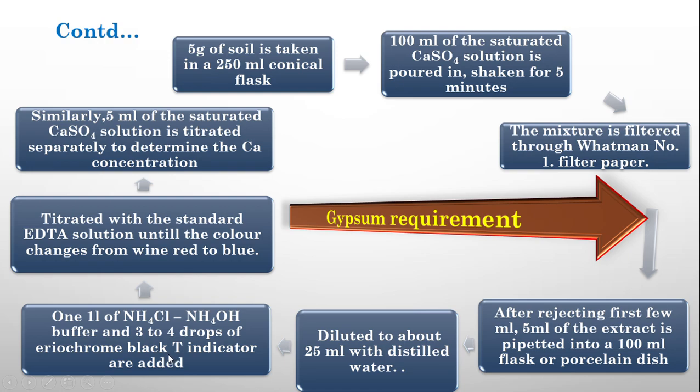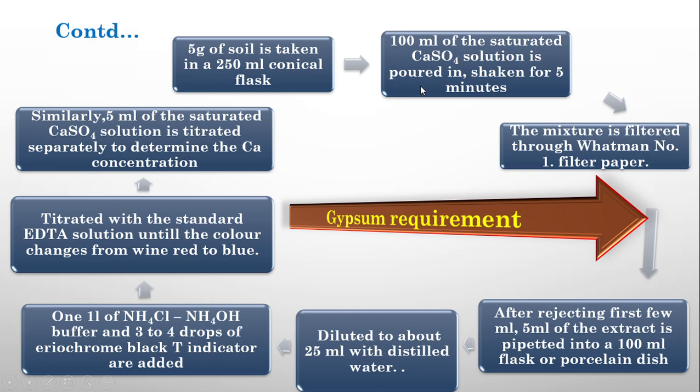Okay, so when we are titrating this with EDTA, ethylene diamine tetraacetic acid, this wine red color changes to blue. So that thing is measured. So this is the end of titration. And again, this same procedure is repeated for calcium sulfate, saturated calcium sulfate.